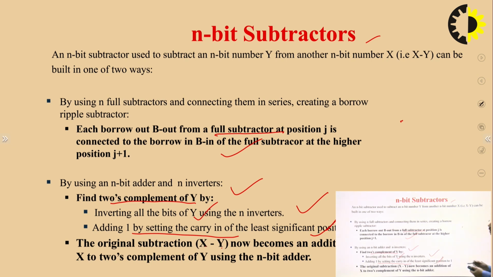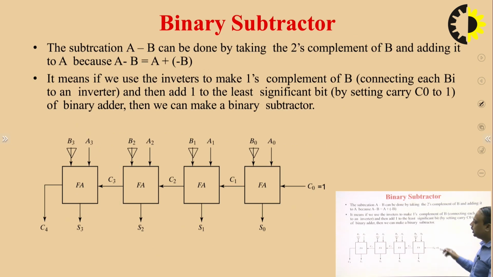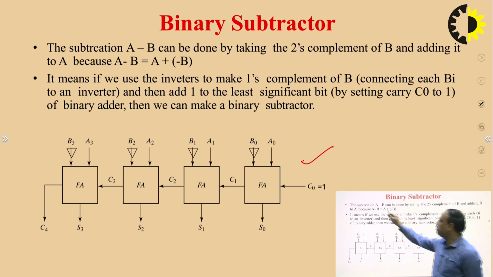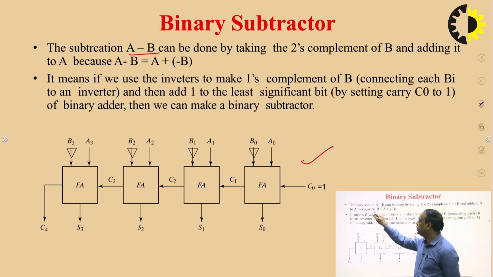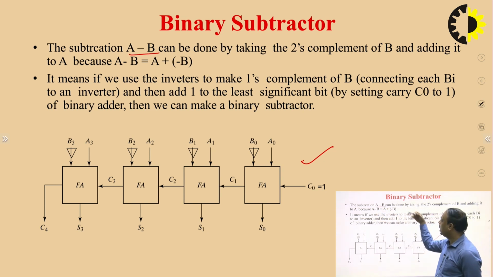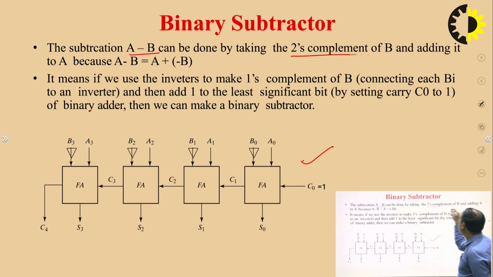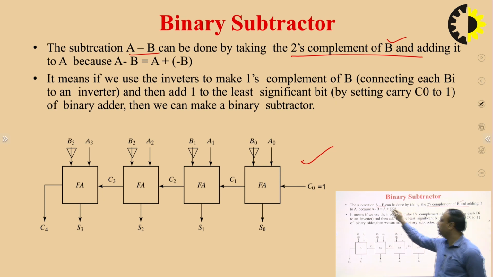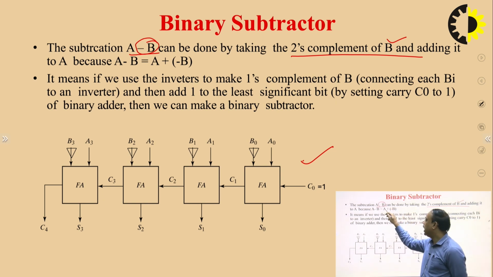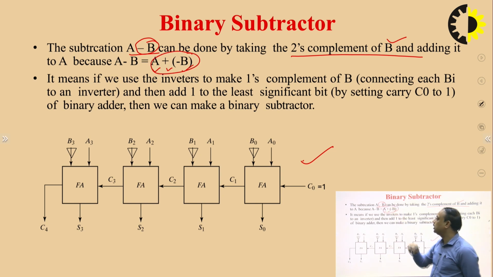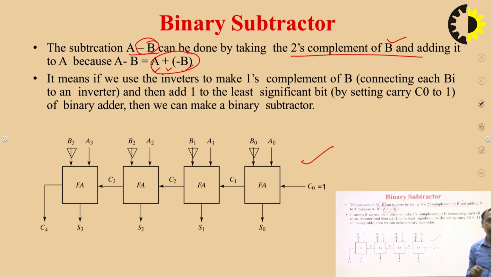So how will this happen? This is the circuit diagram of the binary subtractor with the help of full adder circuit. Here we have to perform A minus B, but how can it be performed? With the help of 2's complement, where we generate the 2's complement of B, because B is the negative number, and add A plus minus B, so that we get the subtraction A minus B.